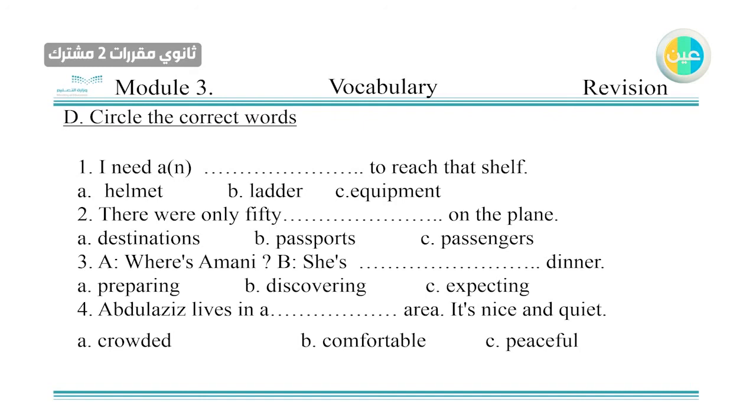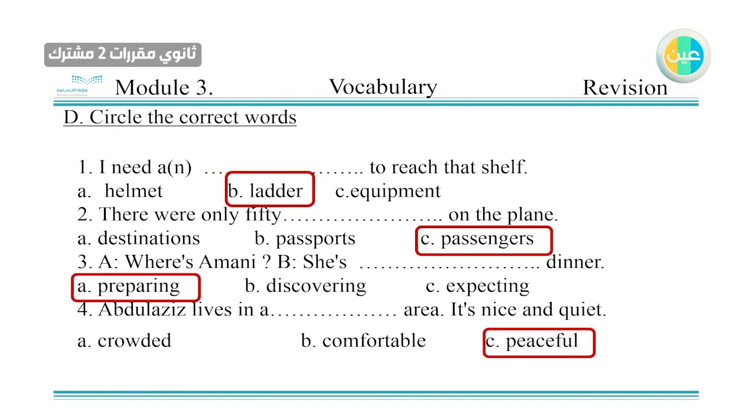Okay, I'm going to give you a second and then we'll go to the answers. Number 1, you need a ladder to reach that shelf. Number 2, how many passengers do you have? 50. Number 3, what is Amani doing? She's preparing. And number 4, it is peaceful. That area is peaceful. Now we have reached the end of our revision.